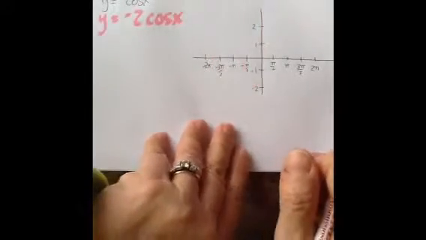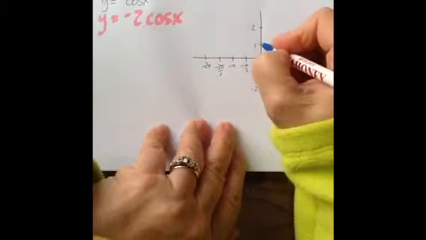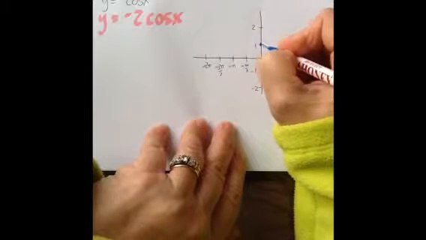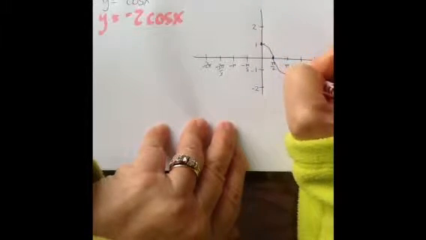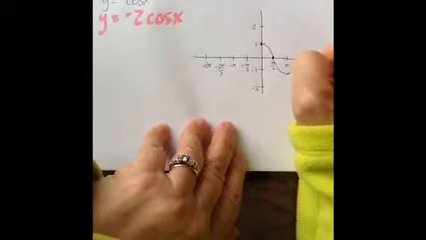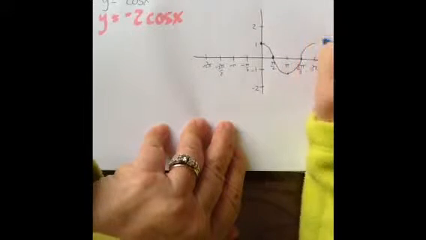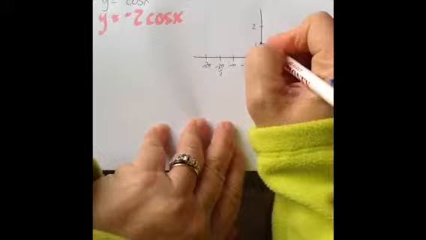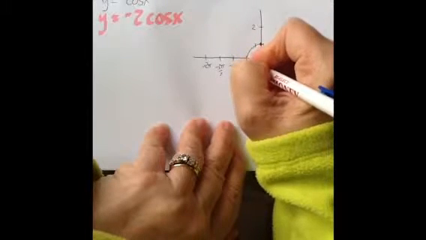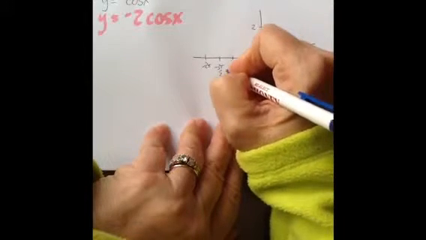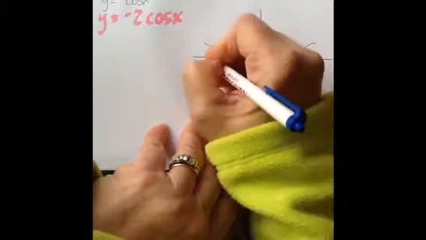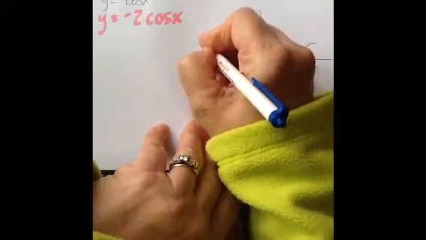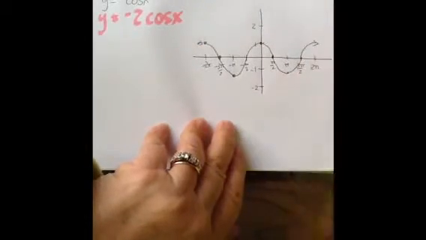Now a normal cosine wave starts at 1, goes here to 0, comes back around here to -1, over here to 0, and back up here to 1. And it does the same thing going in this direction at these points. Now keep in mind it goes on forever.